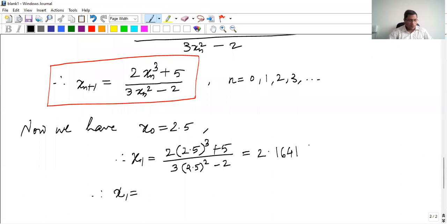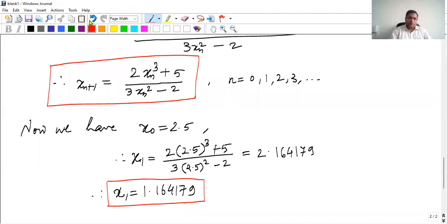It is going to be 2.1641. See, we have to find it correct up to 4 decimal points, so we'll write some more. So we'll write 79 also. Are you getting this? Is that okay? Yes, sir. So this is 2.16, sir. Yep, sorry. So it is going to be 2 point.